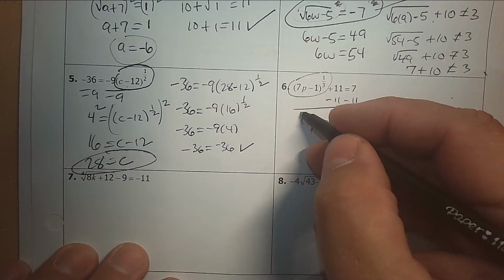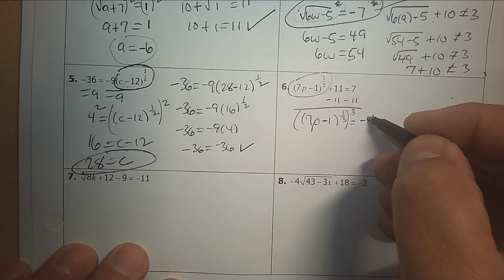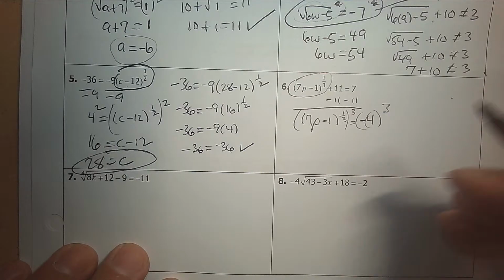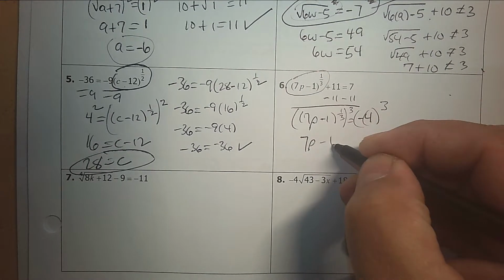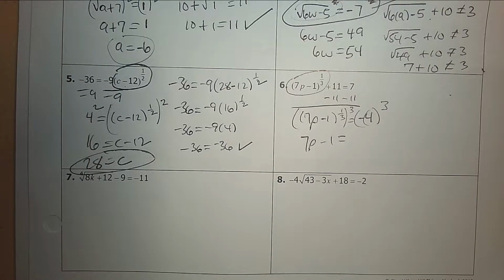Yes? So how do I undo a fraction? I do the reciprocal. Can you do the reciprocal to both sides? So what's the reciprocal of 1/3? Davian? 3? And then on the right side, what do you think negative 4 to the exponent 3 is?